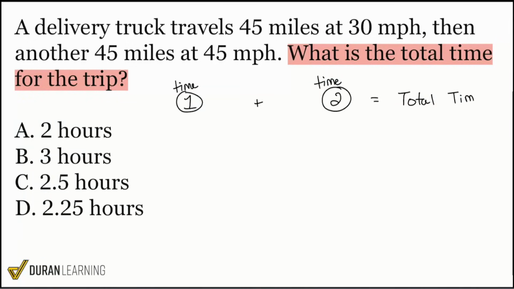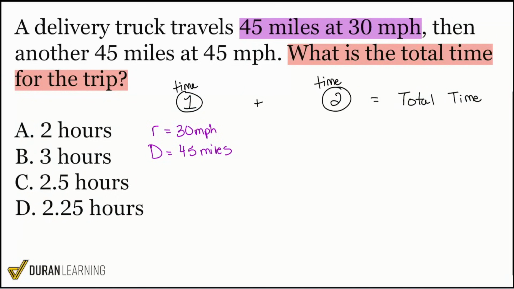Remember, everybody, it is way more important to understand what the numbers mean before we actually start working with them. Because when you check it out here, what do we see? A delivery truck travels 45 miles at 30 miles an hour. That's the first part of the trip. So I'll write that right over here in purple. Okay, so I have a rate, 30 miles an hour. I have my distance, that's 45 miles.